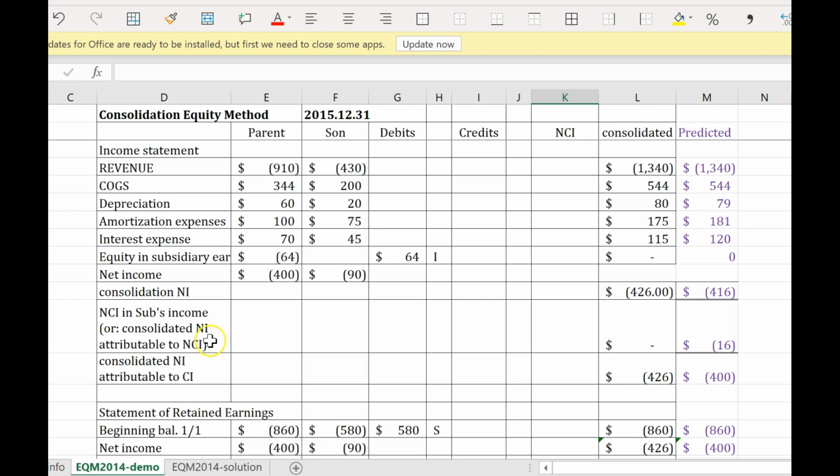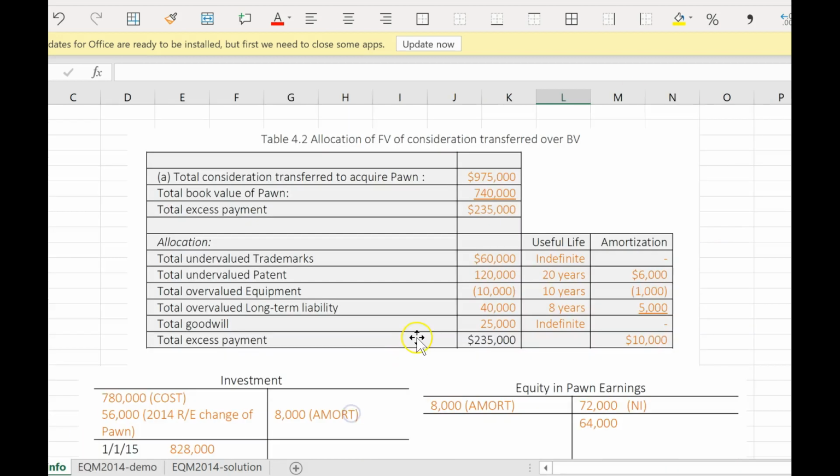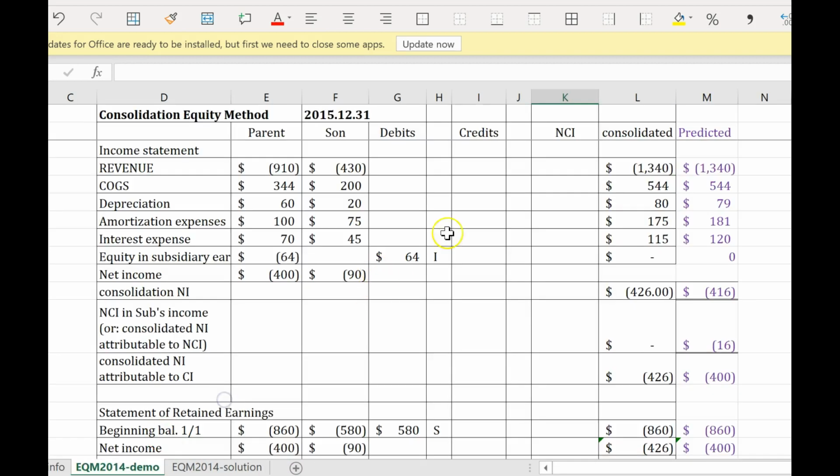E means expenses. So we go back to our allocation table and take a look at what expenses we are going to record. There is a 6,000 corresponding to amortization expense, this is depreciation expense, this is the interest expense. So I'm going to do 6,000 amortization expense. That's my E entry.